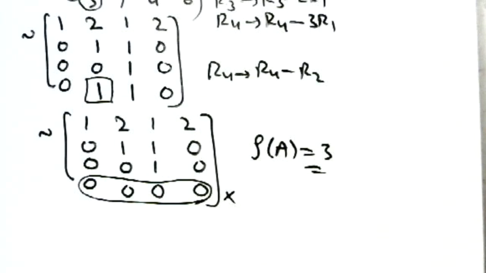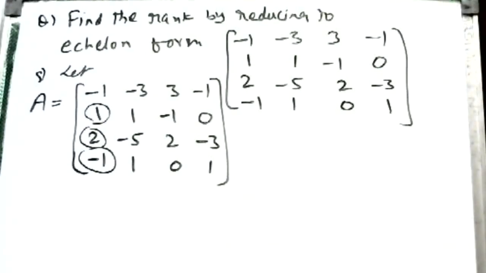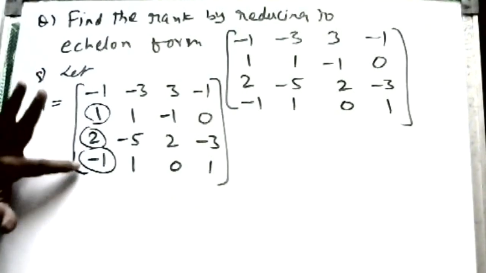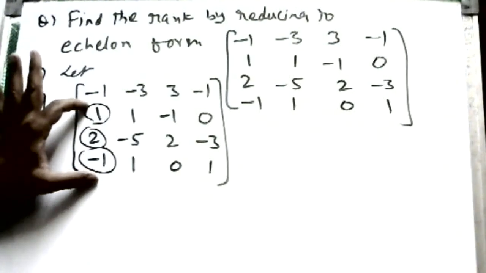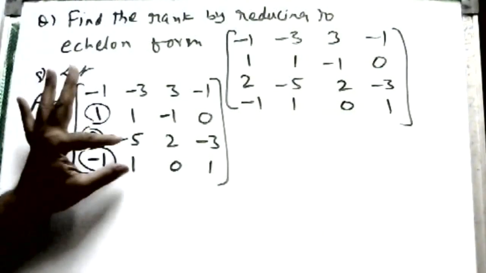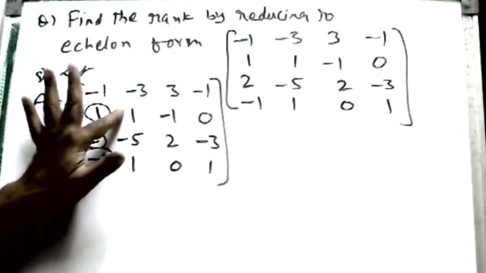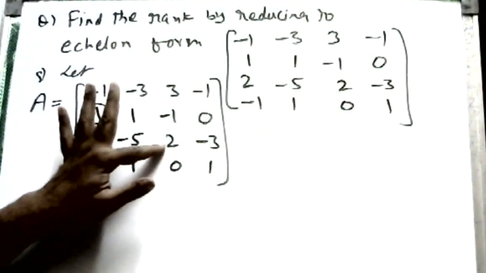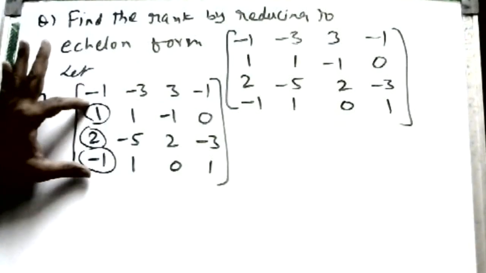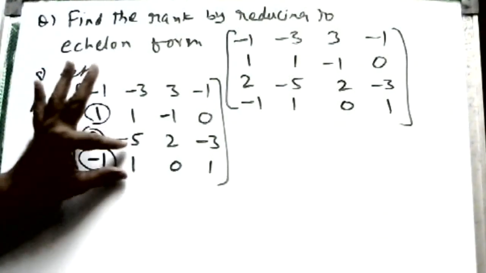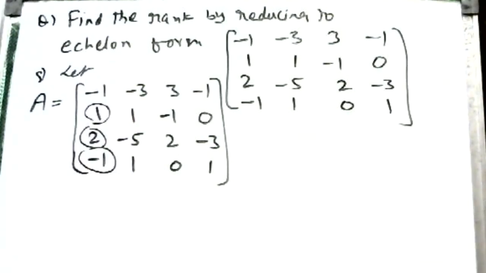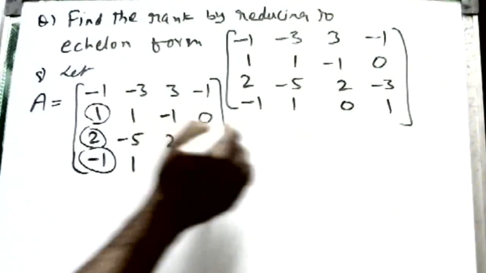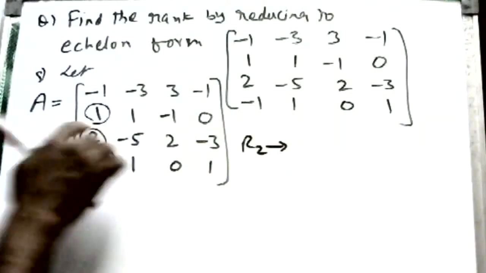Let me do one more question. The first step, we have to make these 3 zeros. Remember this one: when we are making these 3 zeros, use R1. Then for these two zeros use R2, then for this zero use R3. This is the method, okay? First three zeros use R1, then these two zeros use R2, and for this zero use R3. This is the method.